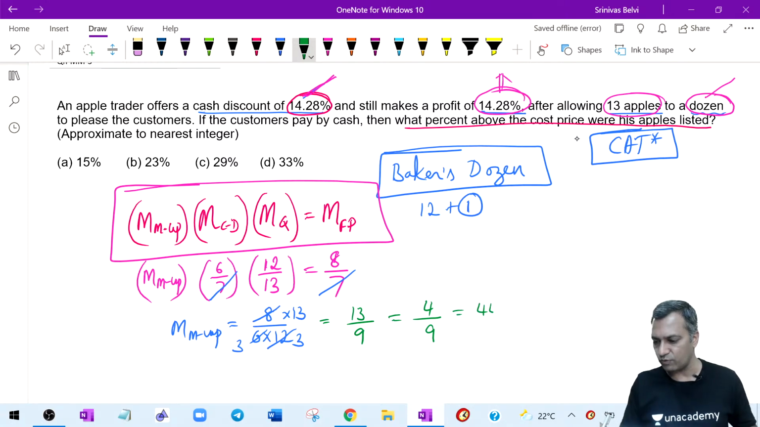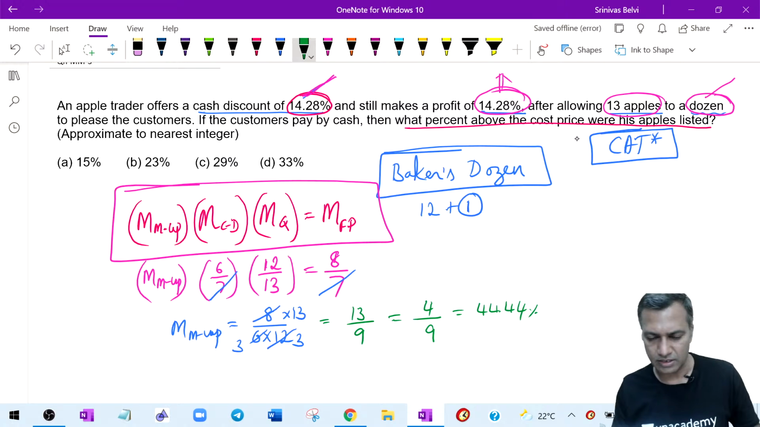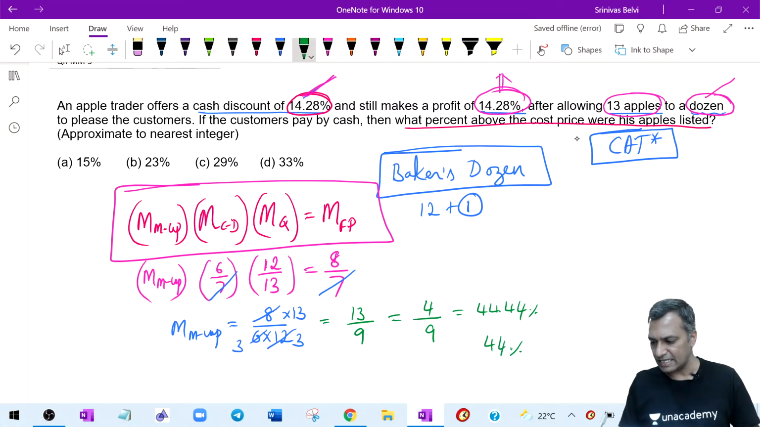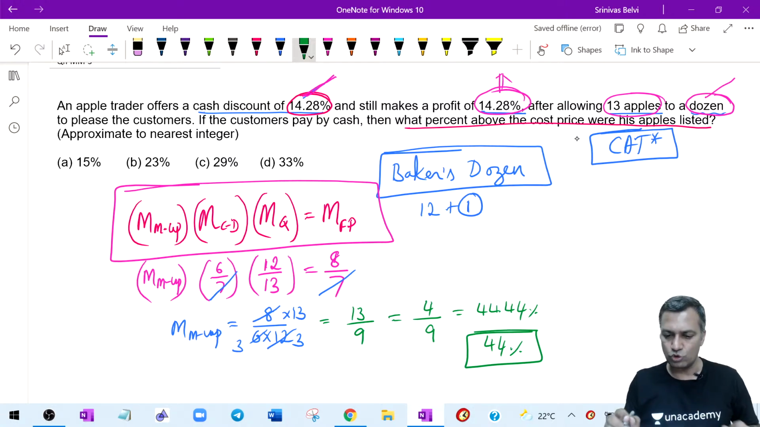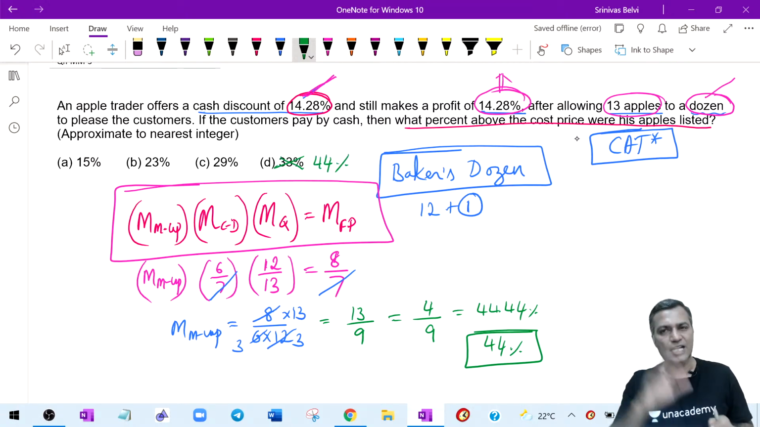What is 4 by 9? 44.44%. I think while putting the answer options, I made some mistake there, a typo error. Roughly about 44%. The nearest integer answer has to be 44%. Is this making sense? Clear? Okay, don't read too much into the answer options. One of the numbers has to change to 44%. That would be our answer.